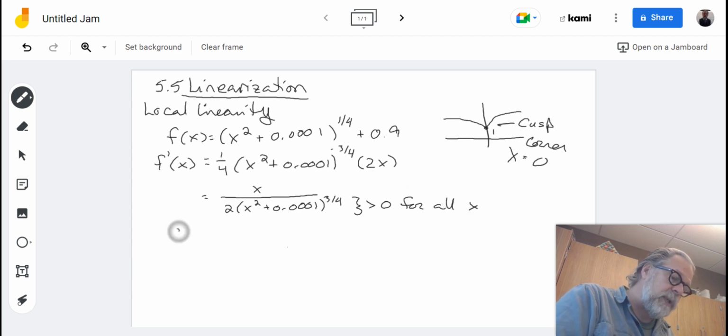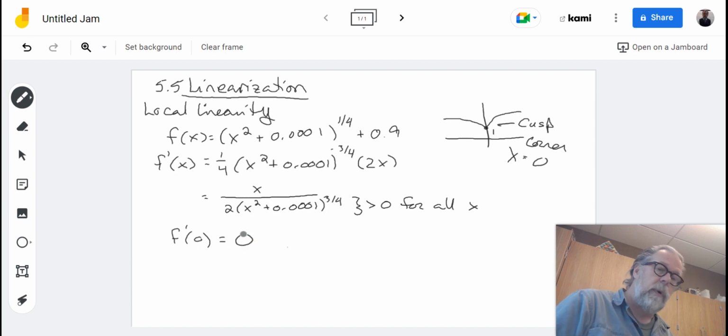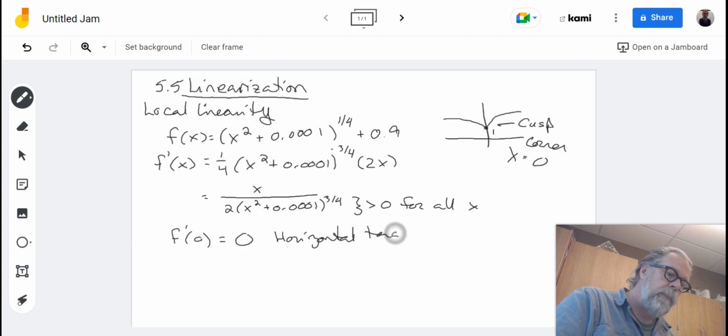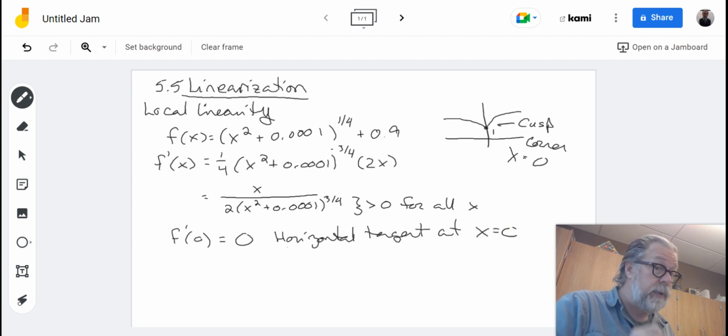which means that the slope of this function at x equals 0 is 0. In other words, this graph has a horizontal tangent at x equals 0. It is not a corner. It is not a cusp.